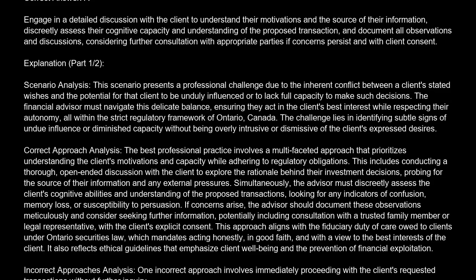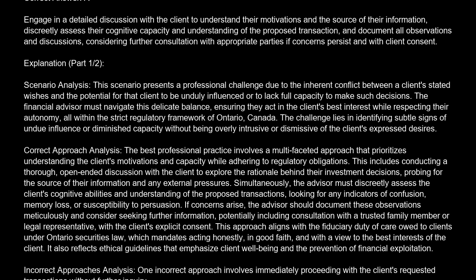The correct answer is A. Engage in a detailed discussion with the client to understand their motivations and the source of their information. Discreetly assess their cognitive capacity and understanding of the proposed transaction, and document all observations and discussions, considering further consultation with appropriate parties if concerns persist and with client consent.